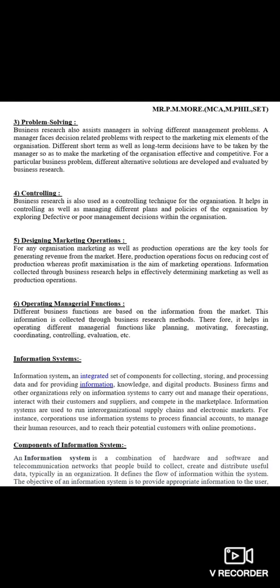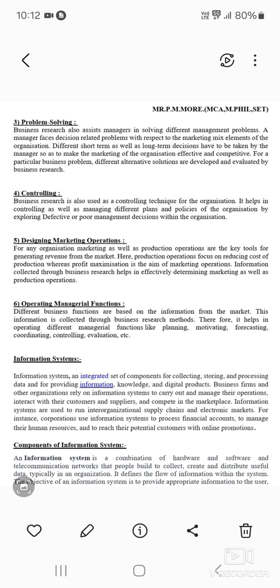Next role is controlling. Business research is also used as a controlling technique for the organization. It helps in controlling as well as managing different plans and policies of the organization by exploring defective or poor management decisions within the organization.